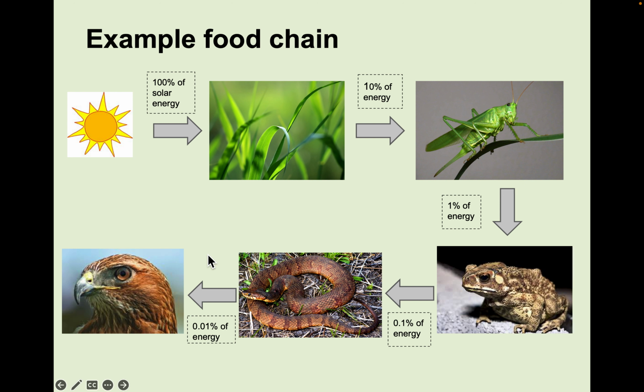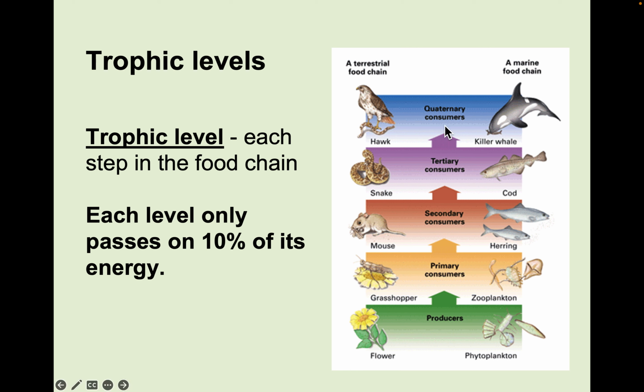I'm going to do a visual of this in class because I know math is hard. But by the time you get to the top level, there's not very much energy left. That's why you'll see a whole bunch of producers, a lot of plants if you go outside, but you won't see very many hawks or snakes because there's not enough energy to sustain them.